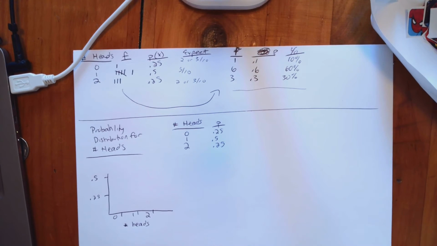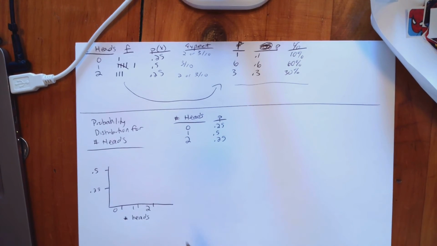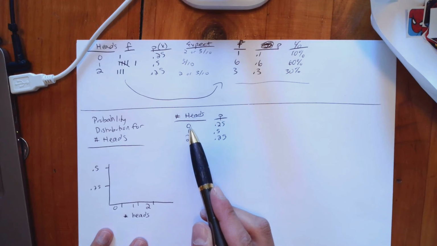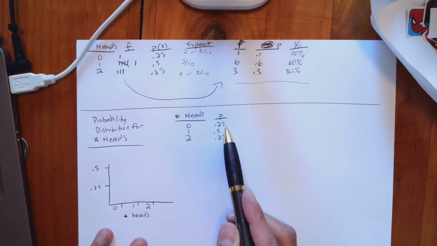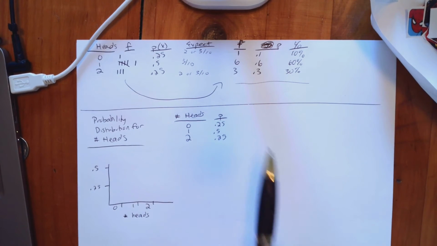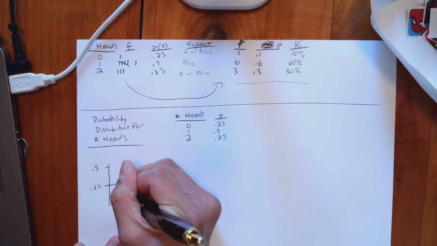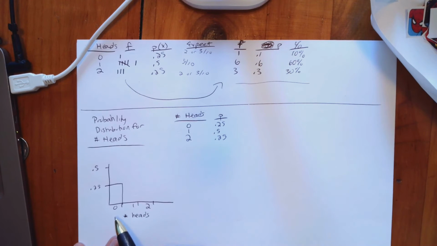So to make this graph, you're going to do this very similarly to what you would do if you were turning a frequency distribution into a histogram. So we're going to look here for 0 heads, and we'll see we've got a probability of 0.25. So a 25% chance that if you flip a coin twice, you're going to get no heads at all. So we're going to draw a bar going vertically up from 0 heads, it'll go to 0.25.